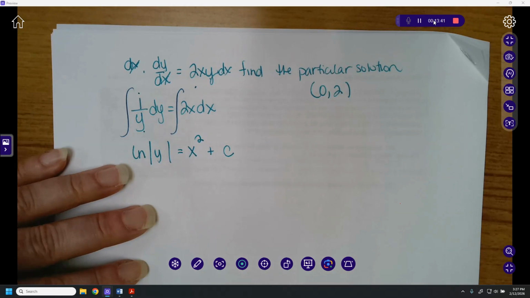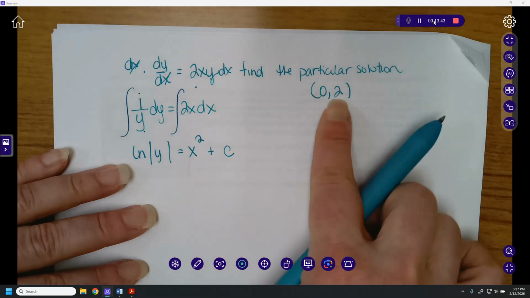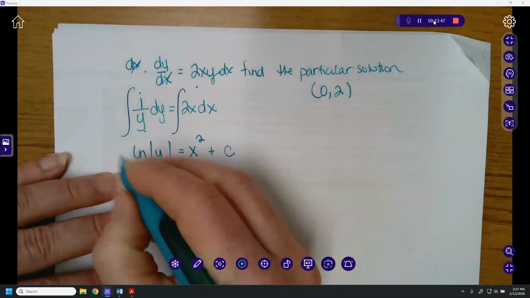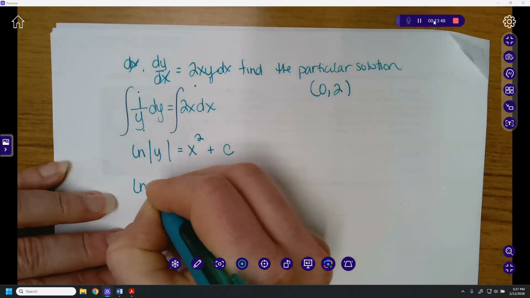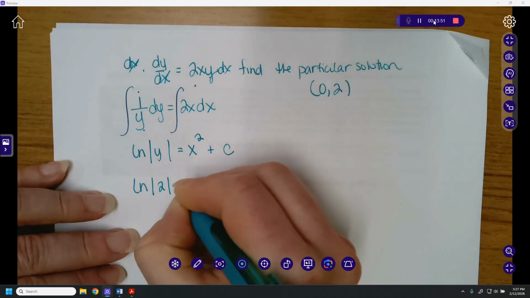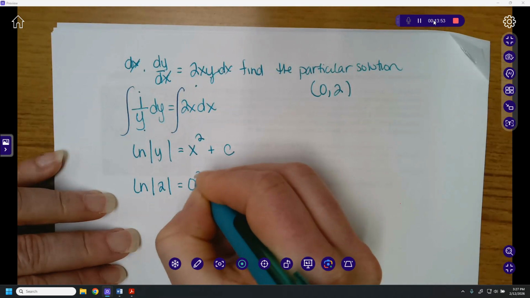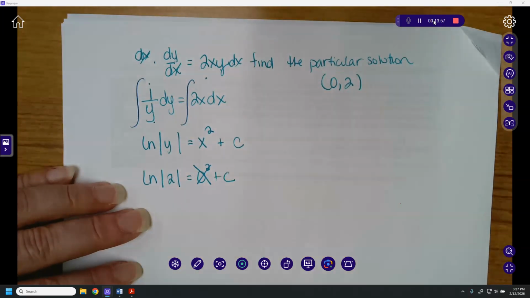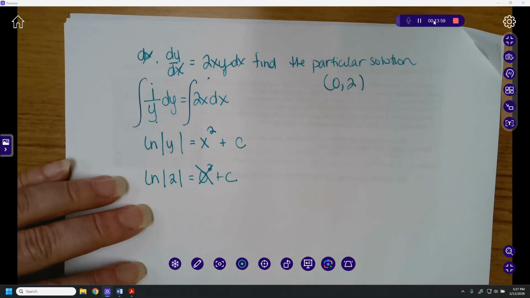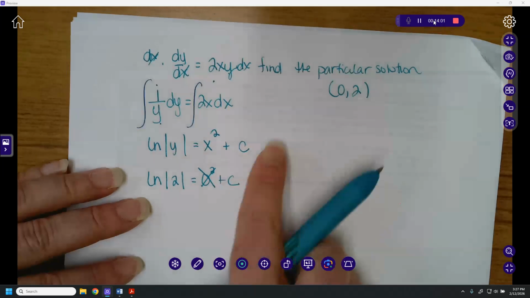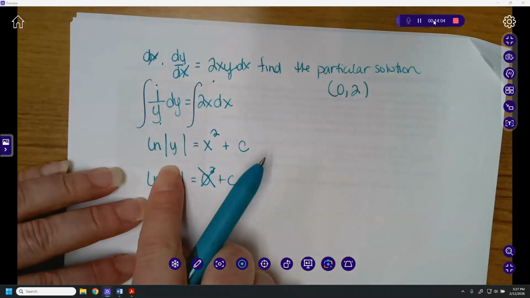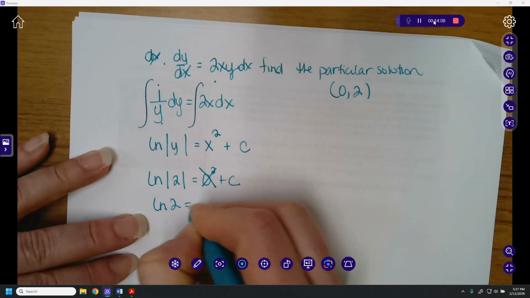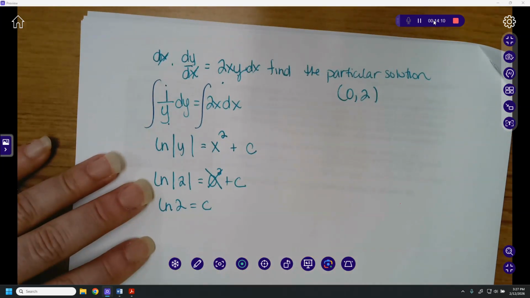Once again, I need to find my particular value. This is when I plug in my (0, 2). So I plug into natural log of the absolute value of 2 equals 0 squared plus c. That leaves me with c equaling natural log of 2. I'm going to leave it as natural log of 2, and 2 is in the original problem. It was positive, so natural log of 2 is what c equals. And I'm going to leave it that way.